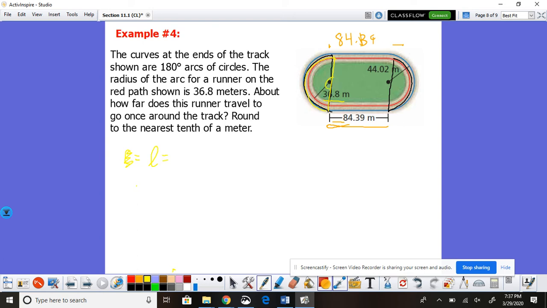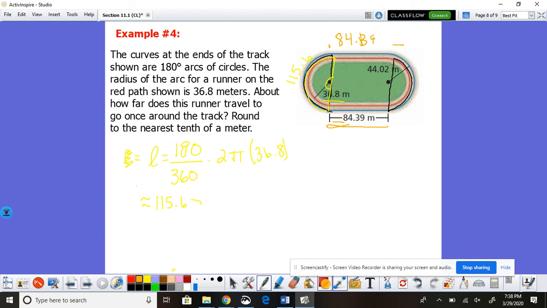Well, guys, isn't this 180 degrees? So 180 over 360 times 2 pi times r, which is 36.8. Okay, it's long and it's scary looking, but when I plug it into the calculator, guys, I get 115.6 meters. So 115.6, roughly, give or take.